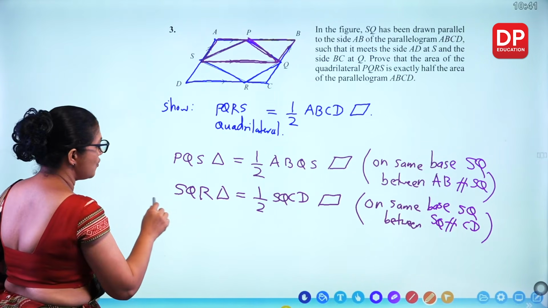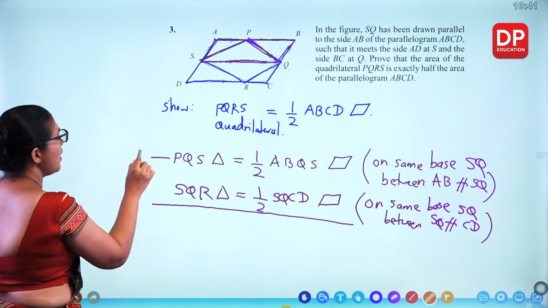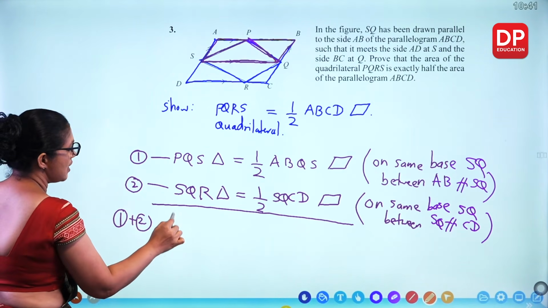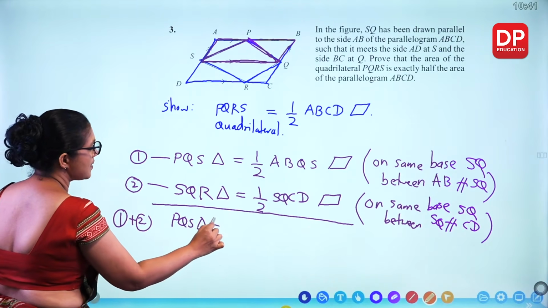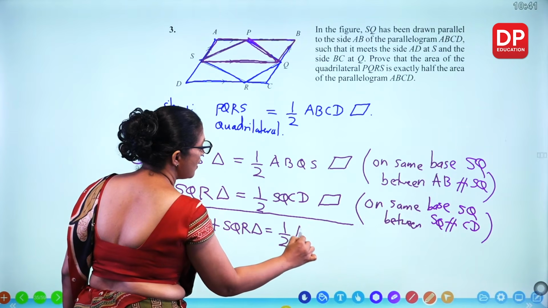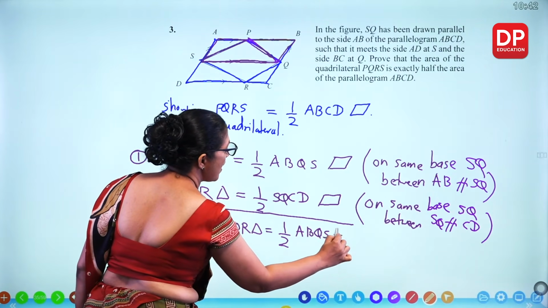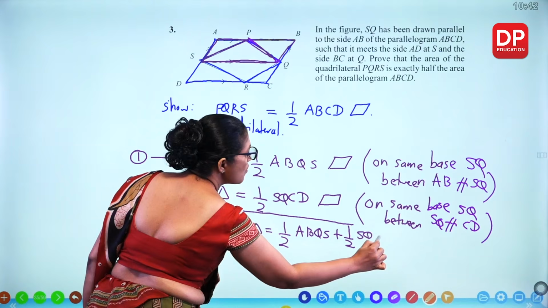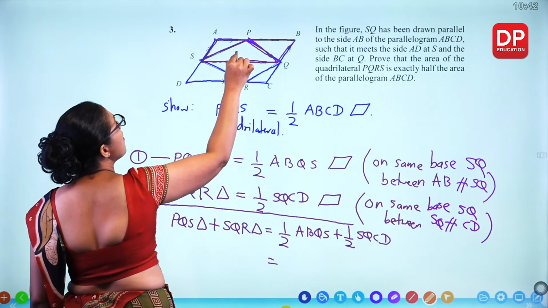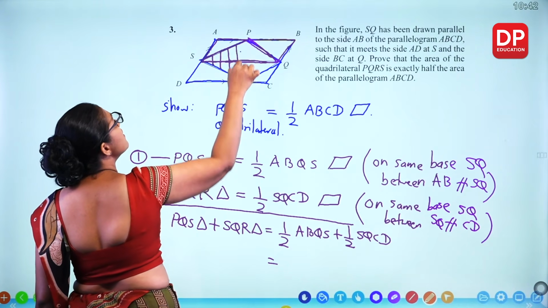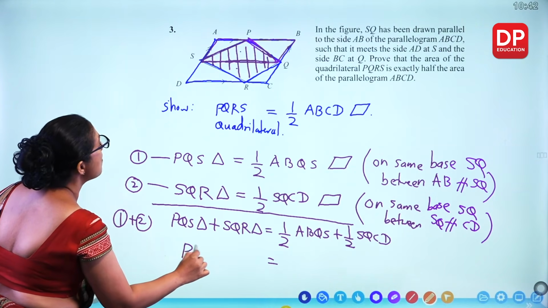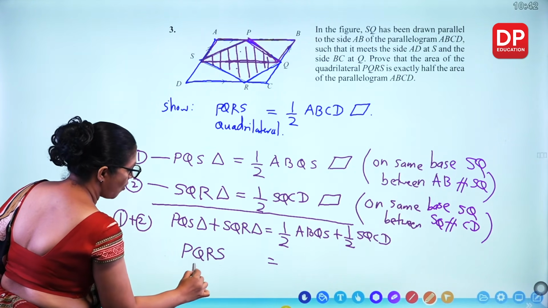Now I want to add these two. This is first one and this is second one. I'm adding 1 and 2. What you get? PQS triangle plus SQR triangle is equal to half of ABQS plus half of SQCD. When you add these two, what you get? I'm adding these two triangles. I'm getting this quadrilateral. Left hand side, I'm getting PQRS quadrilateral.